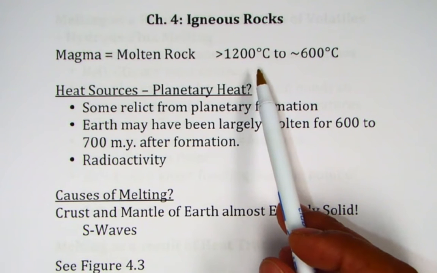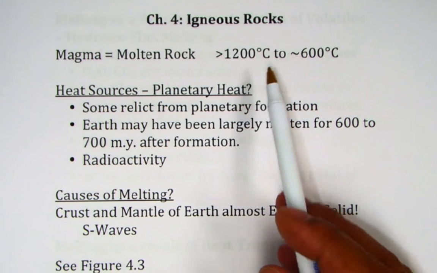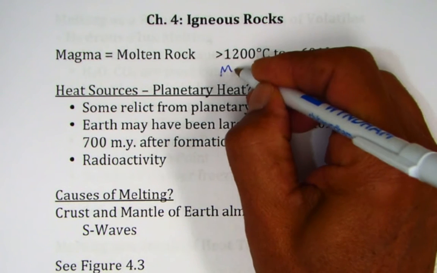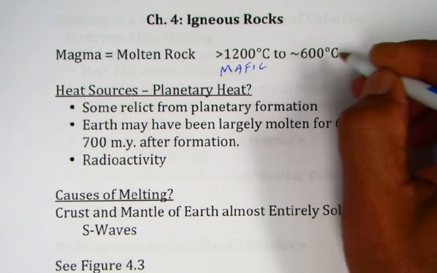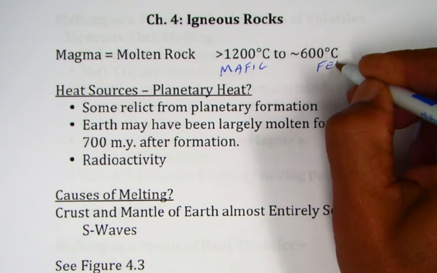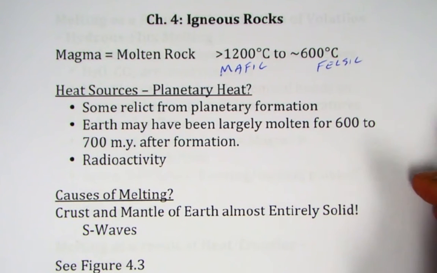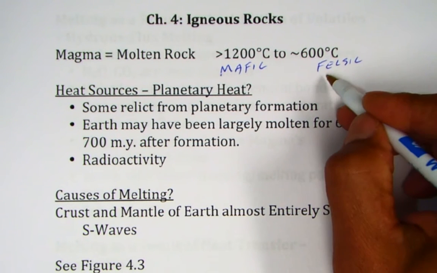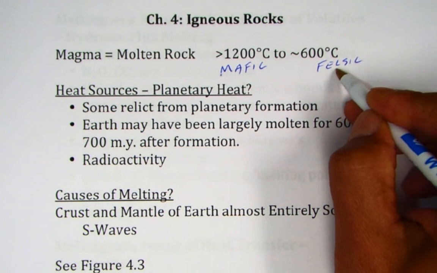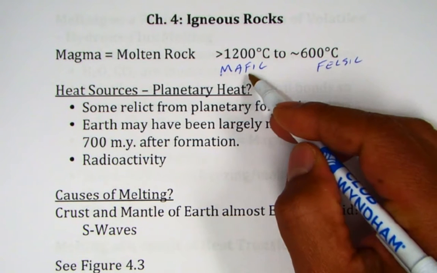So we've already talked about mafic versus felsic. So usually mafic rocks would be on this higher end here, whereas felsic rocks will be on this lower end, right? And so like granites and rhyolites for felsic rocks, basalt and gabbro here for the mafic rocks.